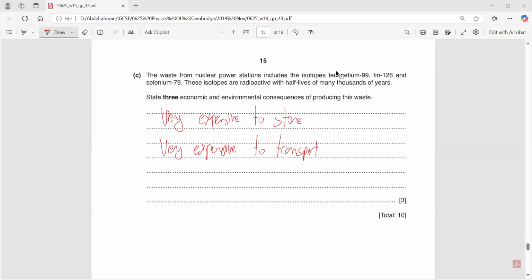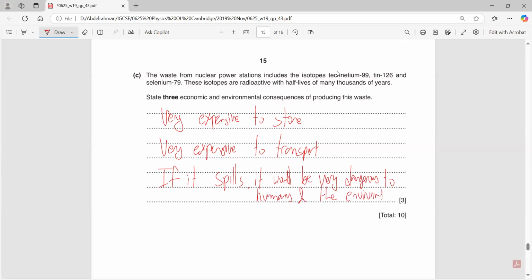Okay. For example, if I want to talk about an environmental consequence, if for any reason there is a spill, then this would cause too much harm to the people. If it spills for any reason, it would be very dangerous to humans and the environment.